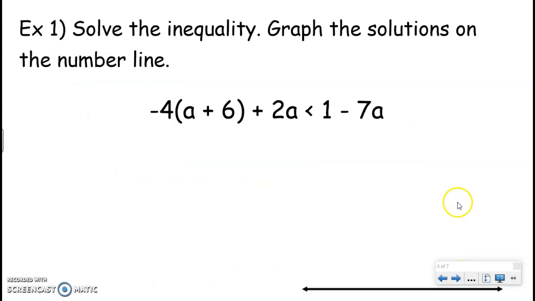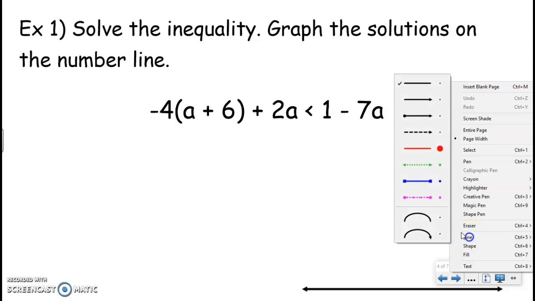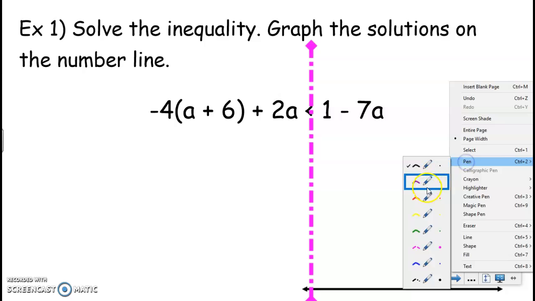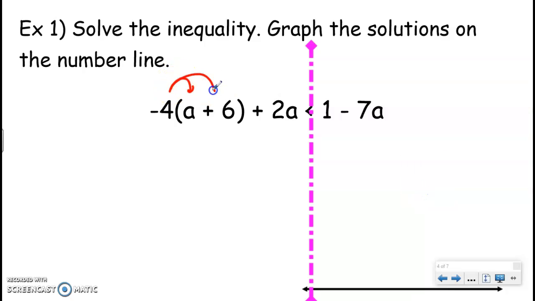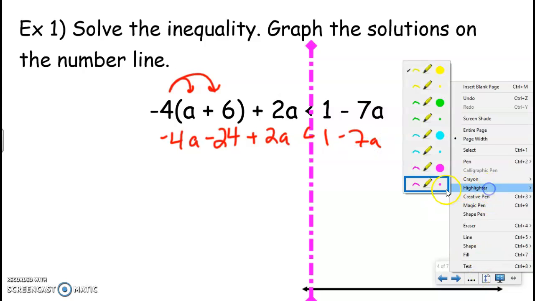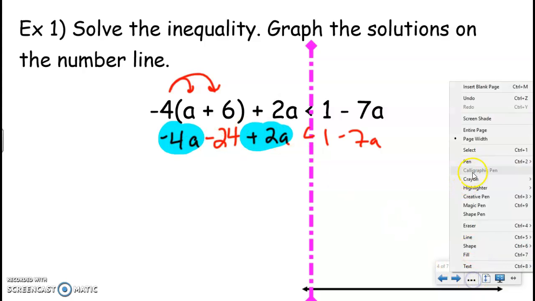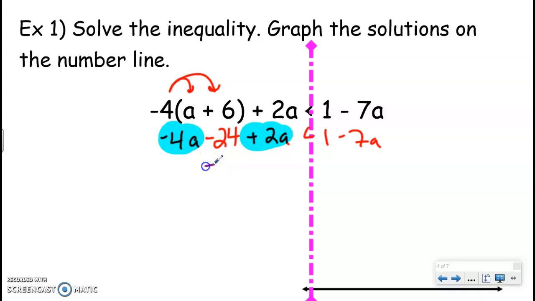Okay, let's go ahead. We're going to draw a line through our inequality symbol like we have been doing. We are going to distribute anything we can distribute. So I get negative 4a minus 24 plus 2a is less than 1 minus 7a. And if we look at the left side, I notice that I can combine some like terms there. I have negative 4a and positive 2a. I'm going to go ahead and do that. So I get negative 2a minus 24 is less than, and on the right side I cannot combine those together, so I'm going to bring it straight down.